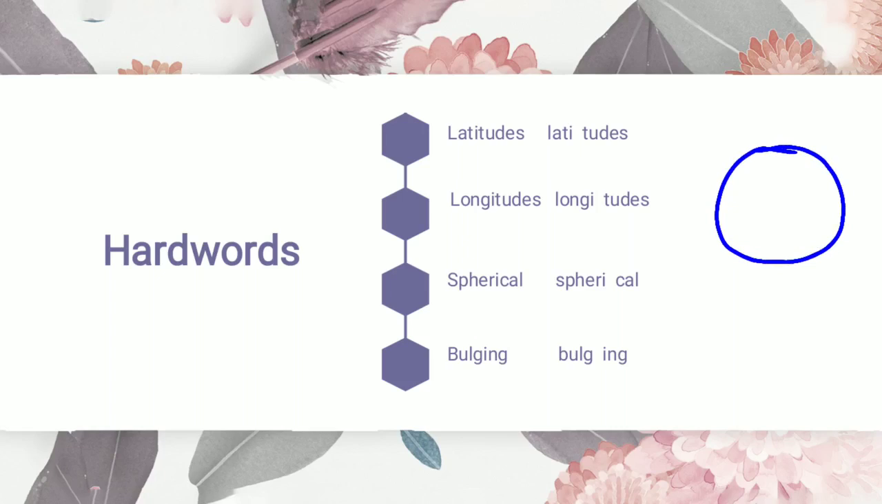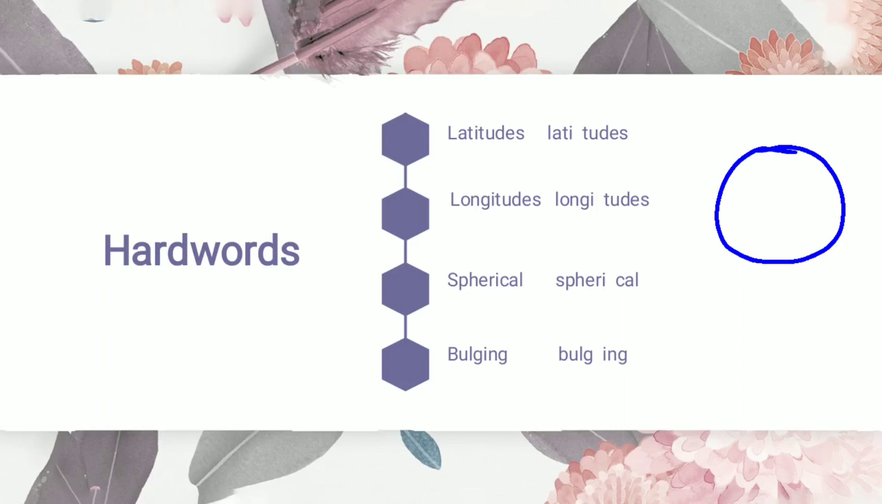Now, next word is spherical. Spherical is a kind of shape. For example, the shape of a ball, the shape of earth. We can say the shape of earth is not perfectly spherical. Ball is the best example. The shape of the earth is somewhat spherical.